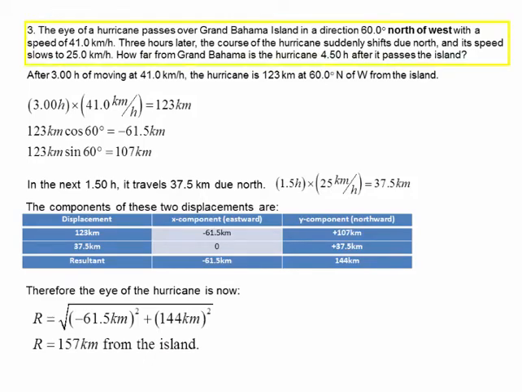Problem 3 states that the eye of a hurricane passes over Grand Bahama Island in a direction of 60 degrees north of west with a speed of 41 kilometers per hour. 3 hours later, the course of the hurricane suddenly shifts due north and its speed slows to 25 kilometers per hour. How far from Grand Bahama is the hurricane 4.5 hours after it passes the island?